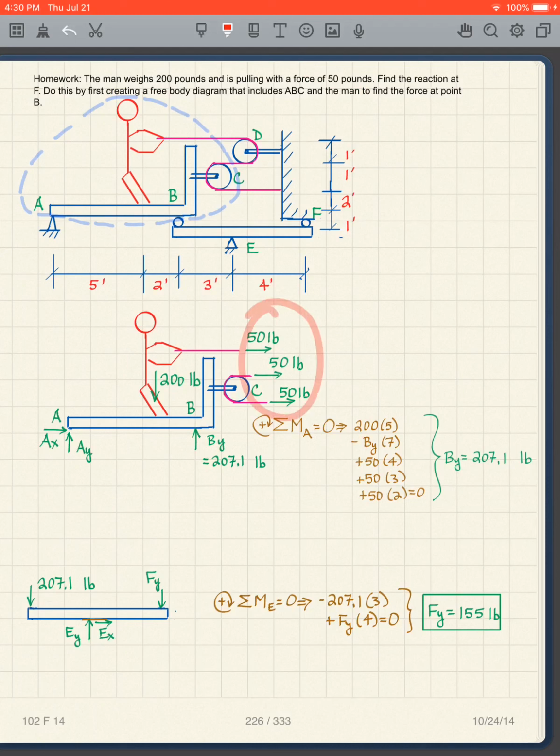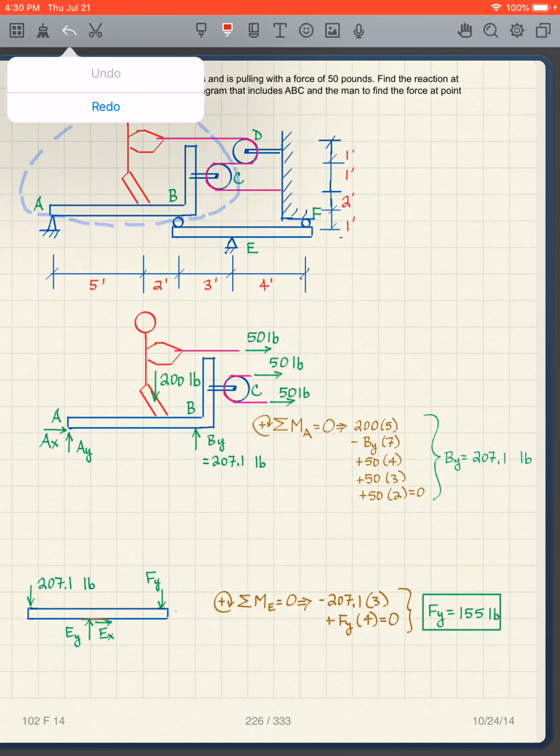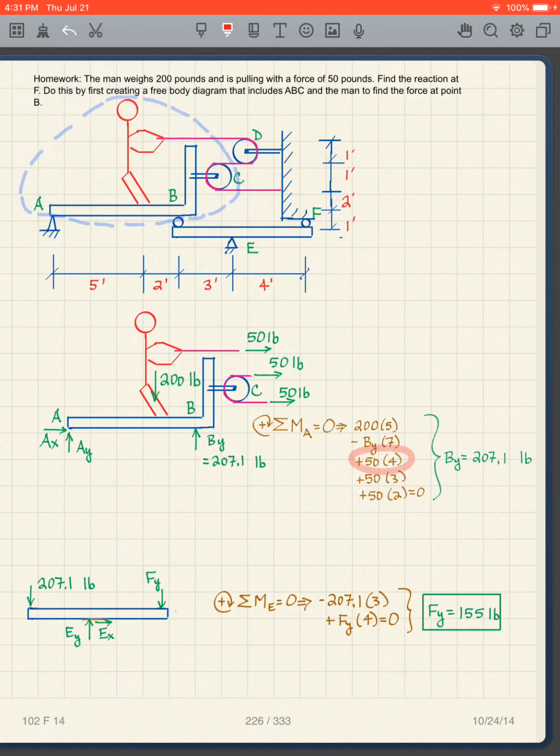And then I have all of these tensions here. So I'm taking moments about this point. You know, I have my lines of action, 1, 2, 3. And so I have to take that perpendicular distance, and the perpendicular distance is like that. So I end up with 50 times 4, 50 times 3, 50 times 2. For those 3, I solve for BY and I get 207.1.